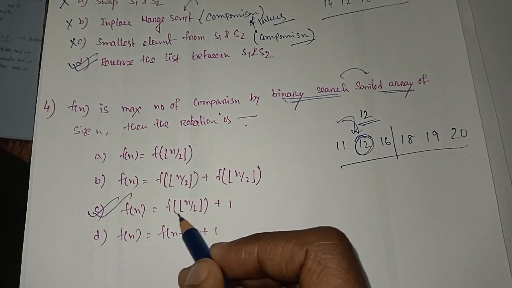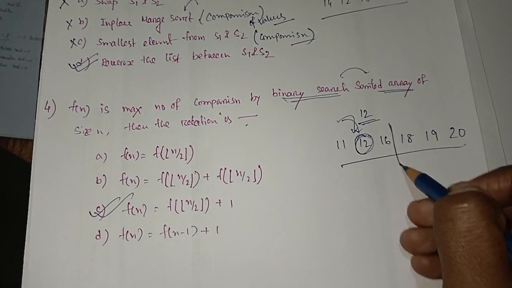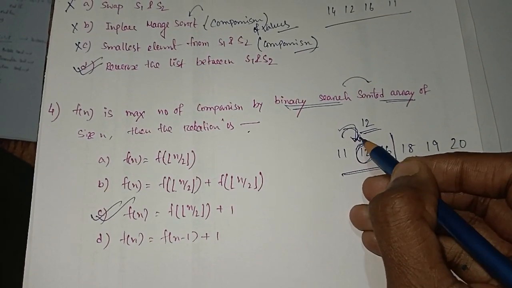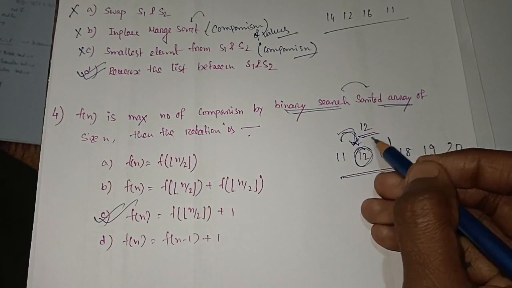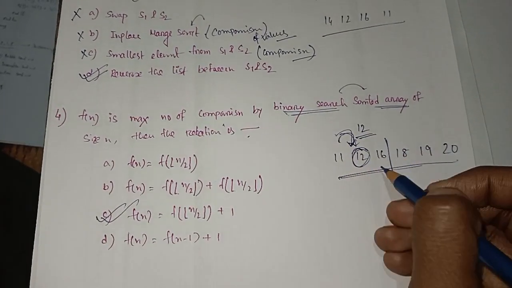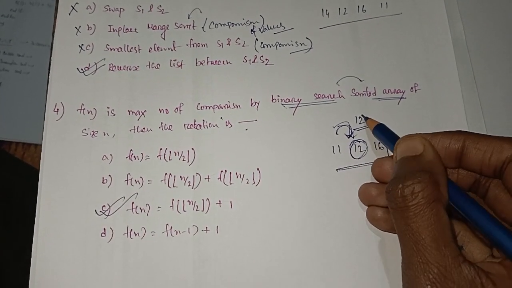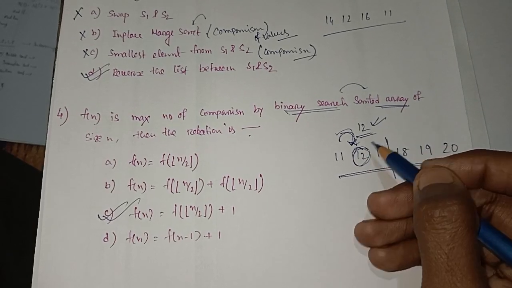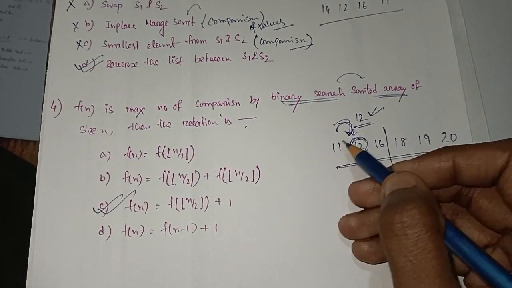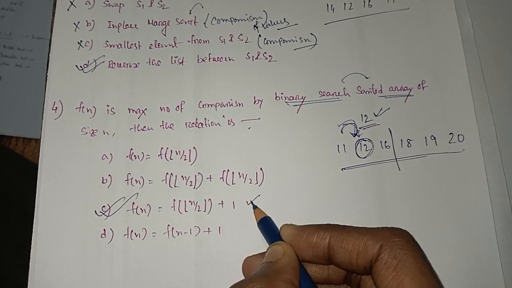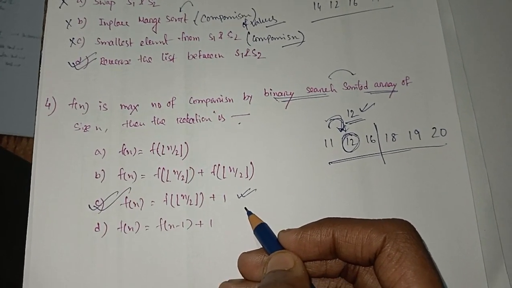F of n is equal to f of n by 2 plus 1. So we divide the list, and we do one comparison to find out whether the value is present in the half list or not. If present, then we find the number. If not, then we simply return that the number is not present in the list. So this is the recurrence relation, the answer to the given question.